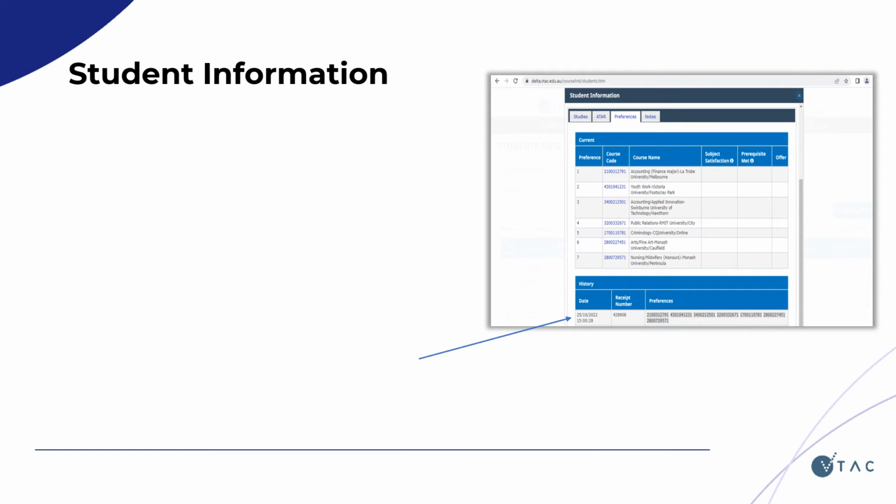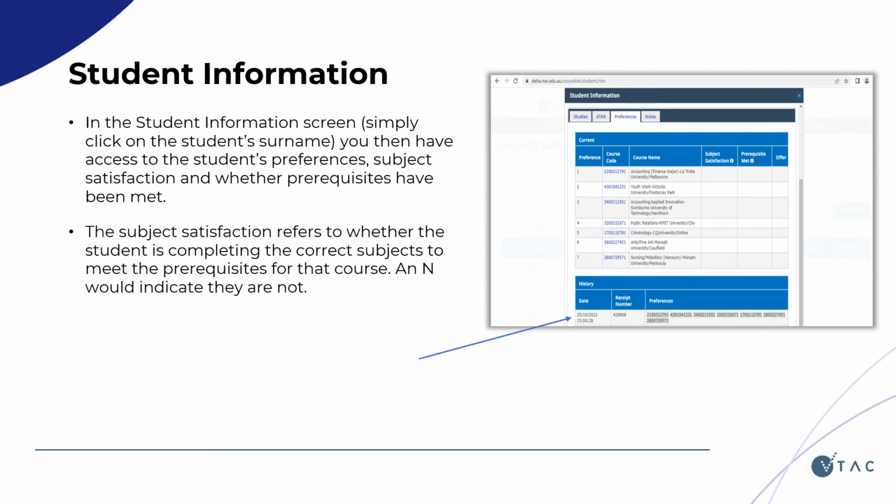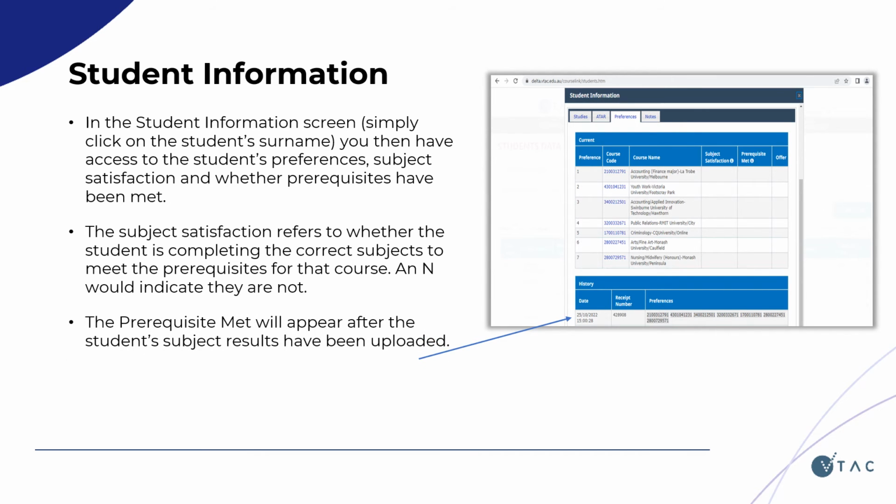The Student Information screen will provide you with access to the student's preferences, subject satisfaction, and whether their prerequisites have been met for a particular course. Simply click on the student's surname to get the details displayed. The subject satisfaction refers to whether the student is completing the correct subjects to meet the prerequisites for that course. An N would indicate that they are not. The prerequisite met will appear after the student's subjects released have been uploaded. Below that, you will again see the history of change of preference indicated by this arrow.